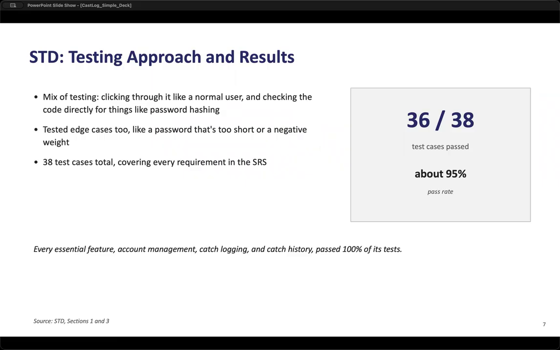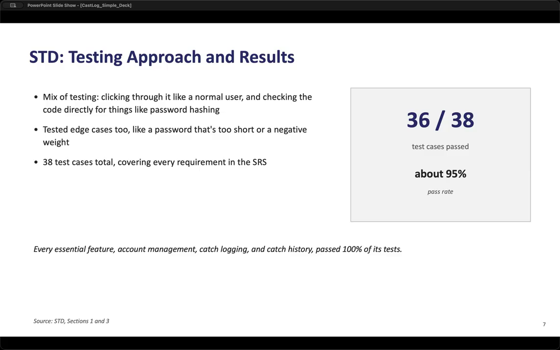My STD is where I actually tested everything. I did a mix, clicking through it like a normal user and also checking the code directly, like making sure the passwords were really hashed. I also tested edge cases, like a password that's too short or putting in a negative number for weight. I wrote 38 test cases total, covering everything from the SRS. 36 out of 38 passed, which is about 95%. Every essential feature, like signing up, adding catches, and managing your catches, all passed their tests.